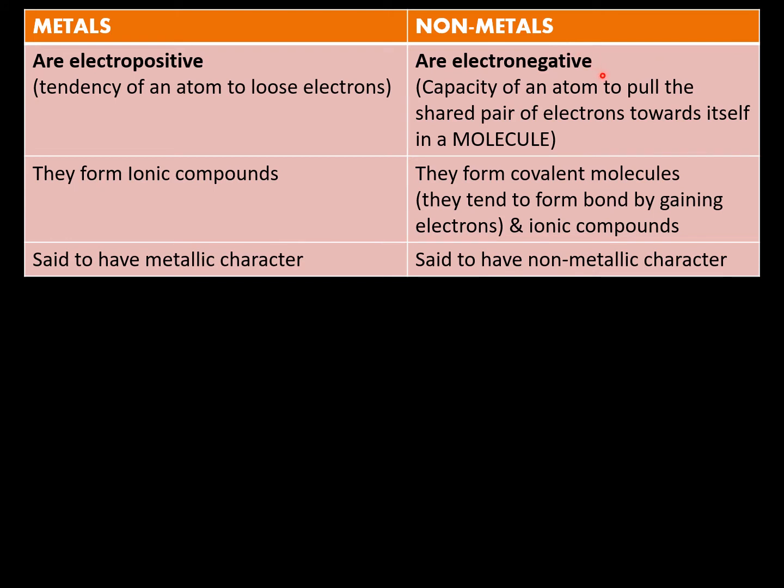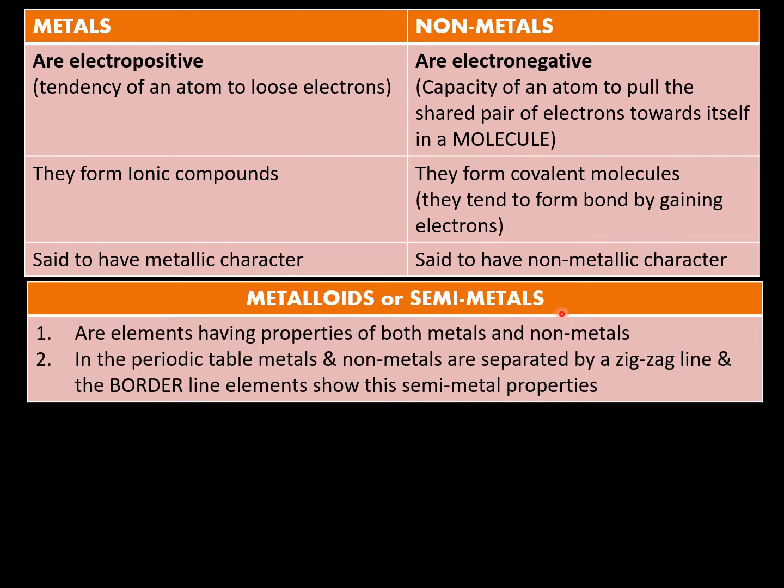Non-metals are electronegative in nature, meaning they have the capacity to pull the shared pair of electrons towards themselves in a molecule. Also, when a non-metal is combined with a metal, it will accept the electrons given by the metal. Non-metals form two types of bonding. One is covalent bonding, that is by sharing electrons. Another one is ionic bonding, that is with metals. So elements which show a tendency towards gaining electrons are said to have non-metallic character.